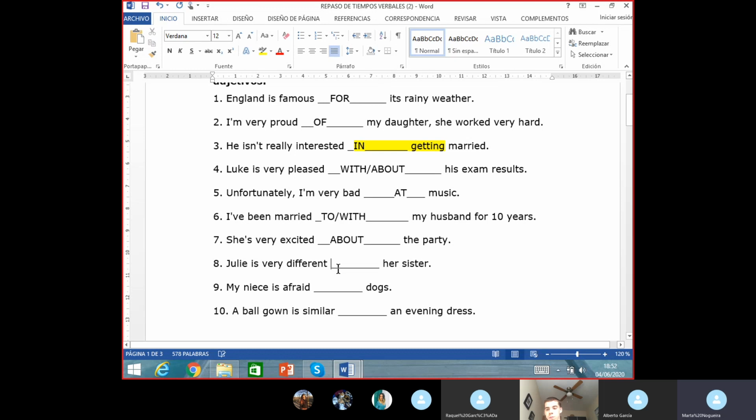Julie is very different from her sister. My niece is afraid of dogs. A ball gown is similar to an evening dress. Okay, all of this is easy. It seems very easy, like, prepositions. Well, it doesn't matter. But if you say, for example, "interested on", se entiende, but it sounds very bad. Okay, and then if you don't put ing after a preposition, it sounds wrong.